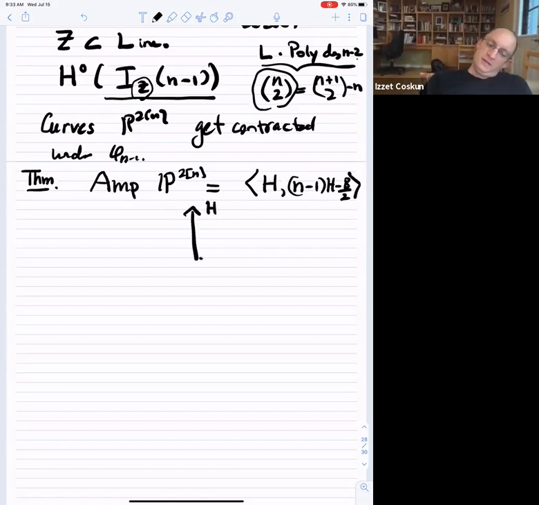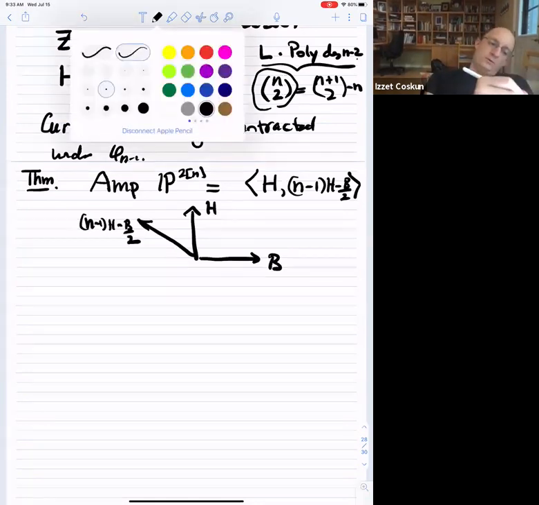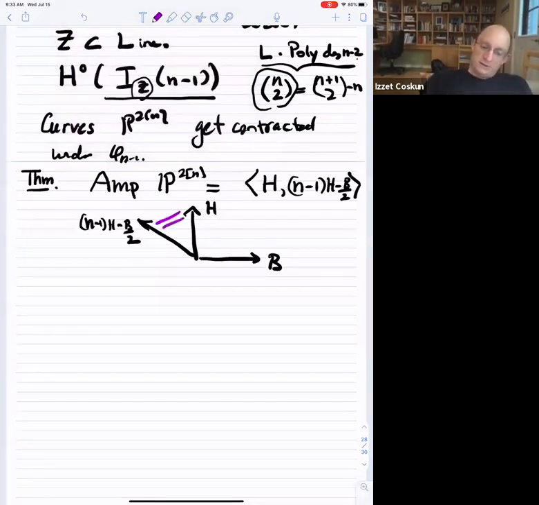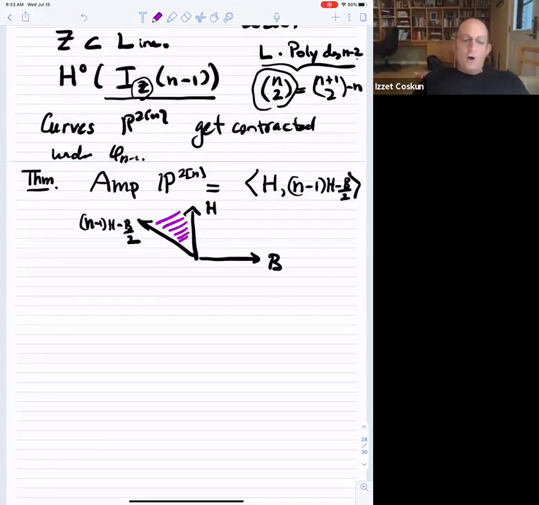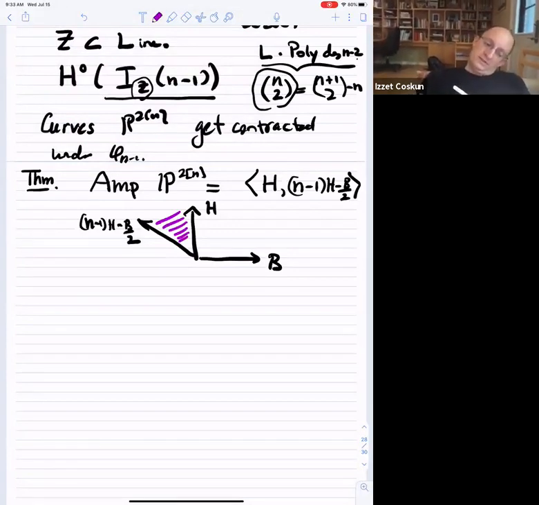Here is h, here is b. Let me just draw it here. This is (n minus 1)h minus b over 2. Okay, and then the ample cone, we are saying, is the open interior cone here. Or if you want, the nef cone is the closed cone. Okay.